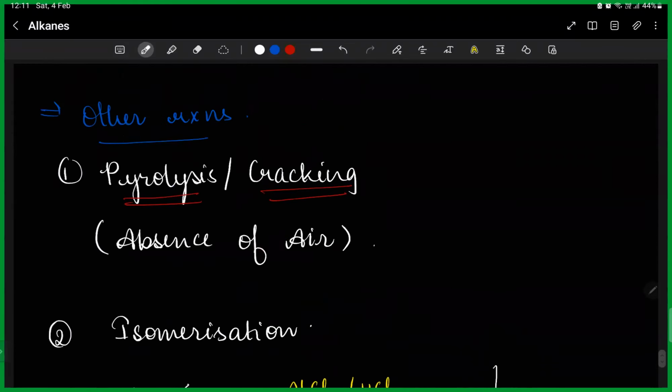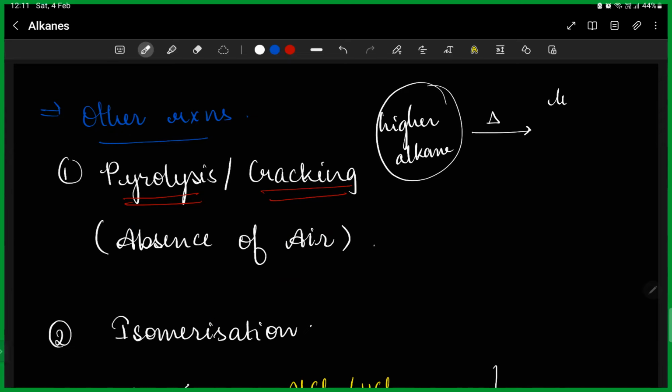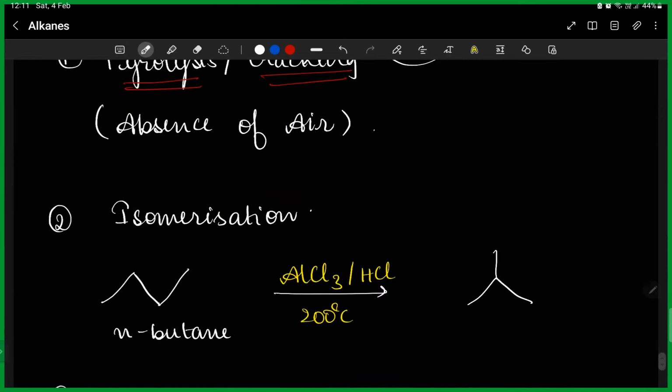We have pyrolysis or cracking. When you take a higher alkane, meaning it has more number of carbons, and you heat it in absence of air, what would form? Lower alkanes are formed. With lower alkanes, some alkenes are also formed. So this process is called pyrolysis or cracking.